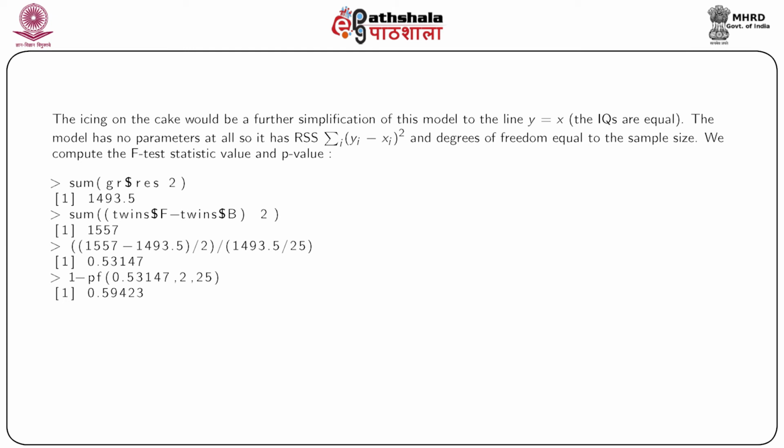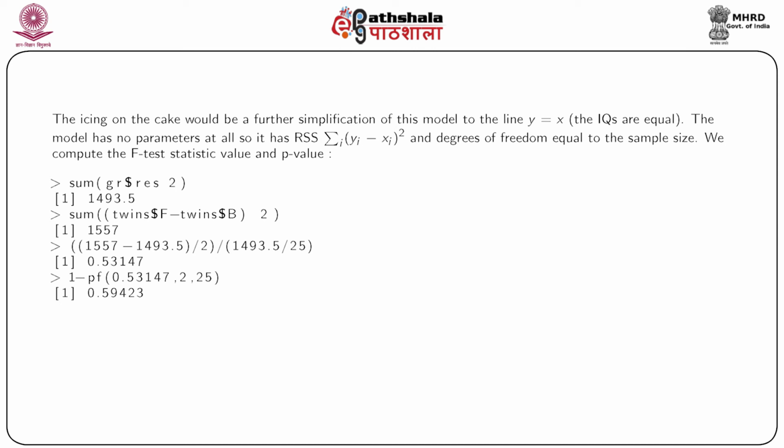This particular model has no parameters at all. So it has the residual sum of squares equal to the summation of (yi minus xi) whole squared, and the degrees of freedom equal to the sample size. So we compute the F test statistic value and the p value using R in the following way. We take the residuals from the simplified regression model that we had fitted, and we take the square, and the sum of the squared differences between the twins in foster care and the twins belonging to the biological parents, and using these sums of squares we can finally get the p-value.